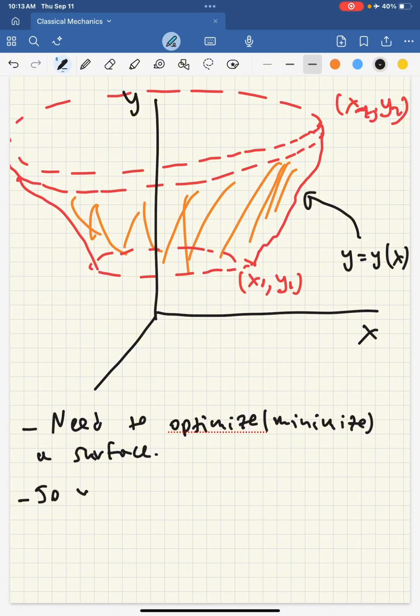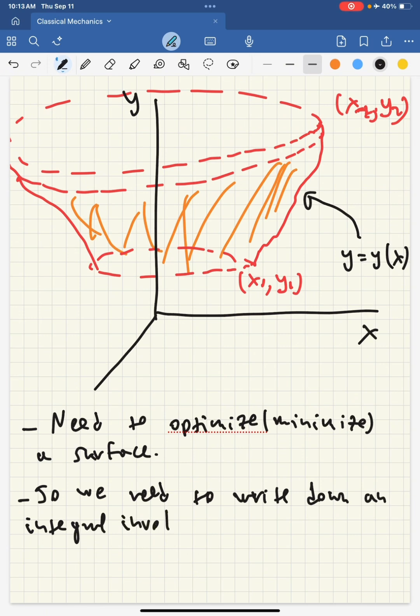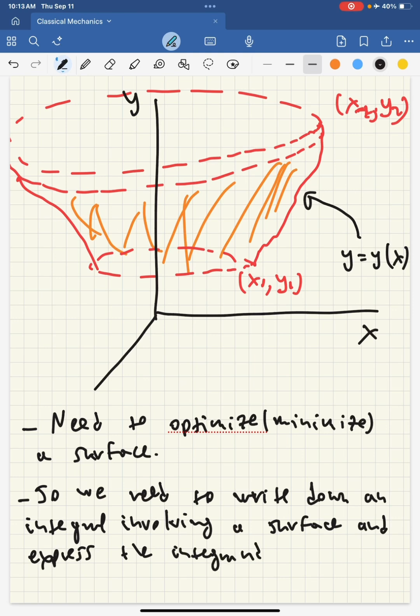So we need to write down an integral involving a surface and express the integrand in terms of y, y prime, and x. Okay, so how are we going to do that?